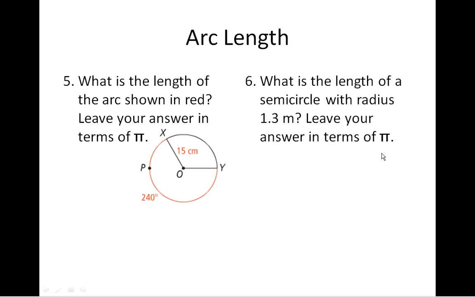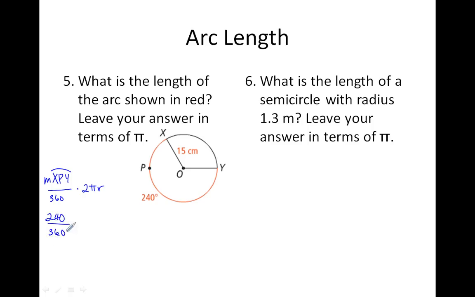Let's do a couple more examples just like that. For number 5, we're given a larger arc. This time it's a major arc that we're given. So same idea, we're going to find the measure of the arc XPY, divide that by 360 to get the percentage of the circle, and then we're going to multiply that times the circumference. For this one, we're given the radius, so we're going to use 2 pi r. Now the measure of the arc is 240.